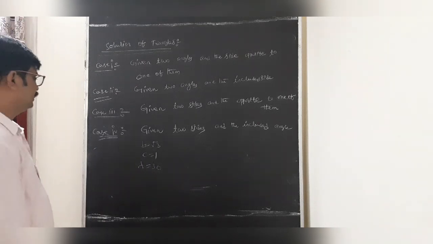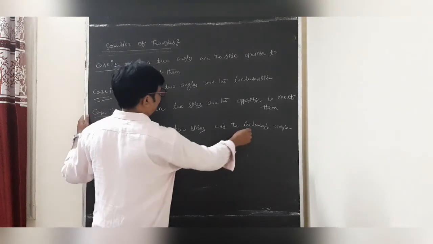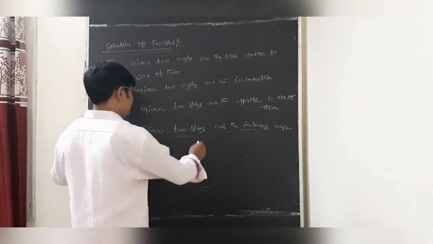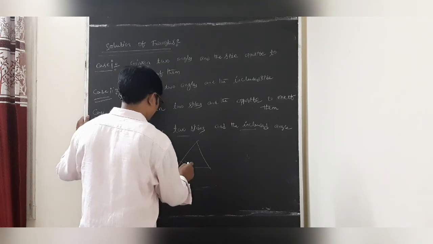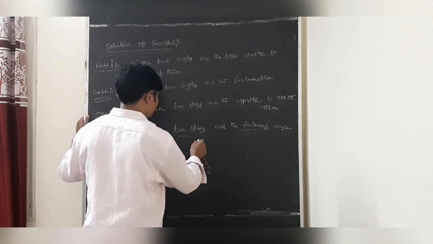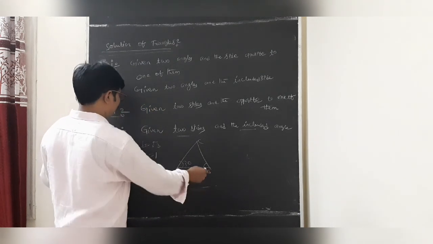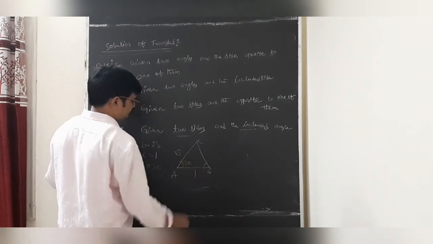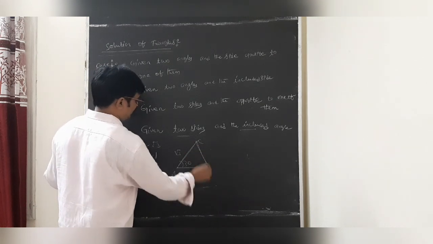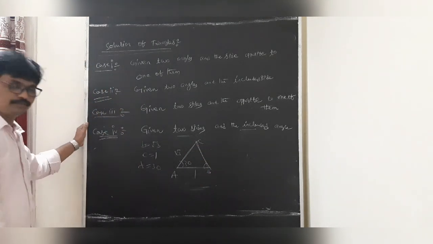Now students, here 2 sides and the included angle are given. That means, suppose here A is 30 degrees. Now this is B, this is C. The side opposite to B, small b, is given as root 3, and this side is 1. Now students, how do we find the remaining sides and angles?